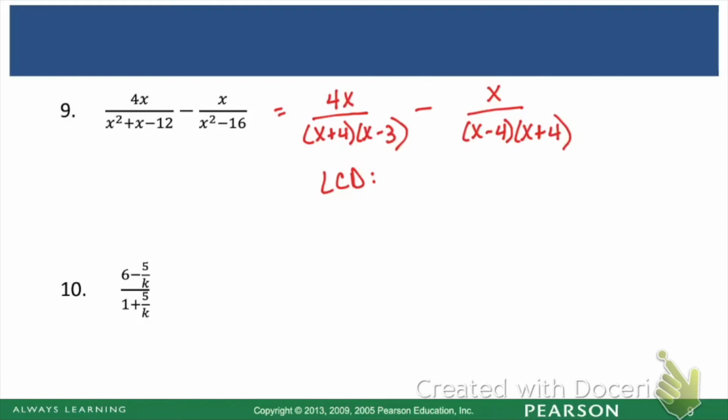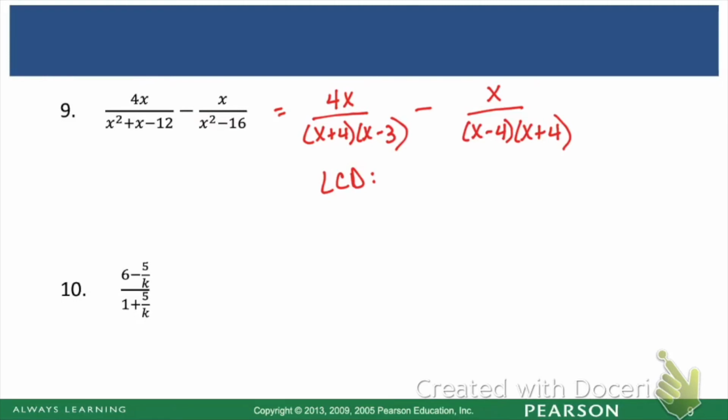Okay, I factored both of them. This first denominator, I found two numbers that multiply to be -12, add to be 1, did my thing. My factors are x plus 4, x minus 3. The second denominator is a difference of two squares, so I split it up into x minus 4, x plus 4. So now I'm looking at both of my denominators, and I'm trying to find an LCD, least common denominator.